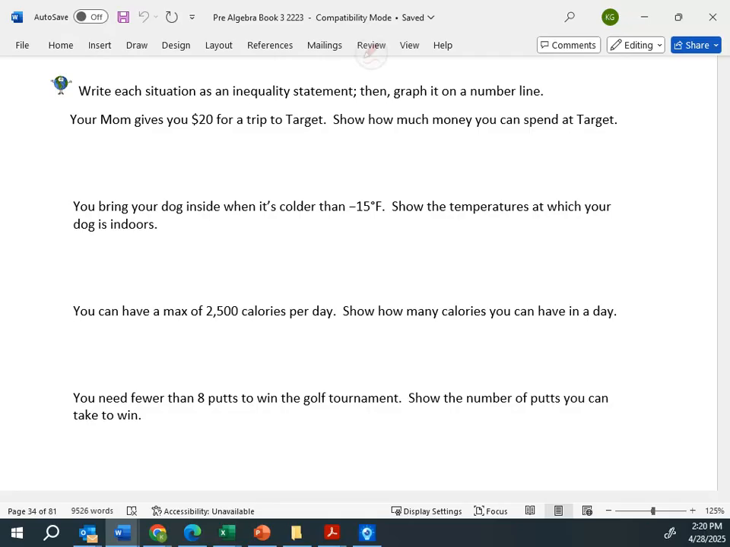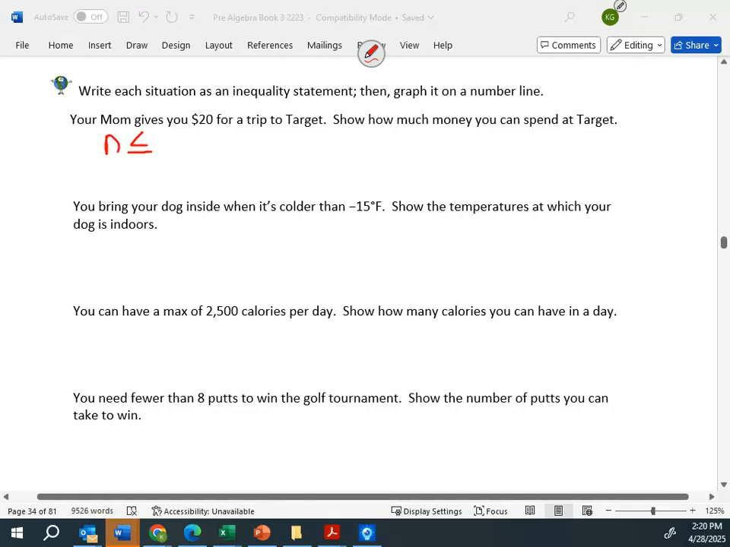So you're given $20. You could spend all $20, or you could spend less than $20, but you only have $20 in your pocket. You can't spend more than $20. So our inequality statement, we could say n is less than or equal to 20.